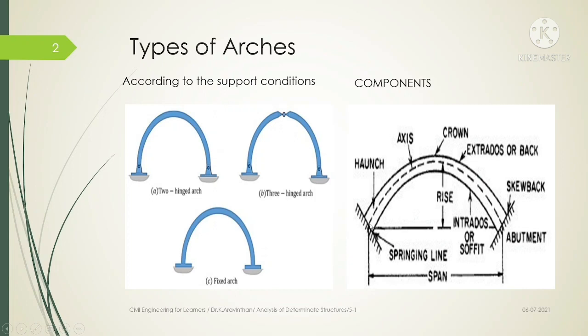When you join these two supports with a horizontal line, and from that horizontal line you take each and every vertical distance to its axis, you have a component here. So this component axis is being drawn. When we are analyzing, we will be taking only this axis, so we will be drawing only a line here. This line represents the axis. Hence, while analyzing, we will not be taking all the components, we will just draw a line. So this line represents the arch.